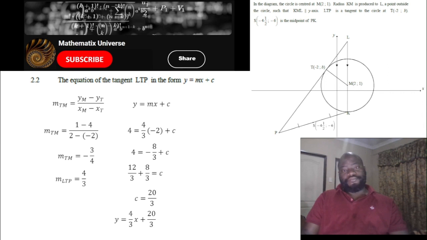Okay. Next one. The area of triangle LPK. Now, with this one, we are going to look at the simplest way to do it. In my opinion, I think the simplest way is for us to use LK as the base and then use the perpendicular distance between P and K as the height of the triangle.